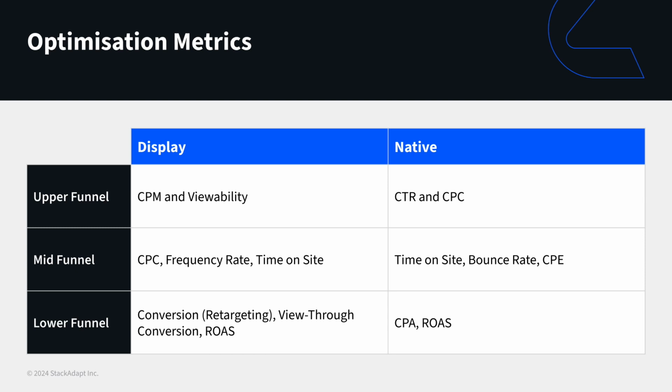And finally, the lower funnel. This is where we aim to drive conversions. So for both display and native ads, we could take a look at metrics like conversions, view-through conversions, and ROAS, or return on ad spend. So these metrics help us measure the direct impact of our ads on sales and revenue.